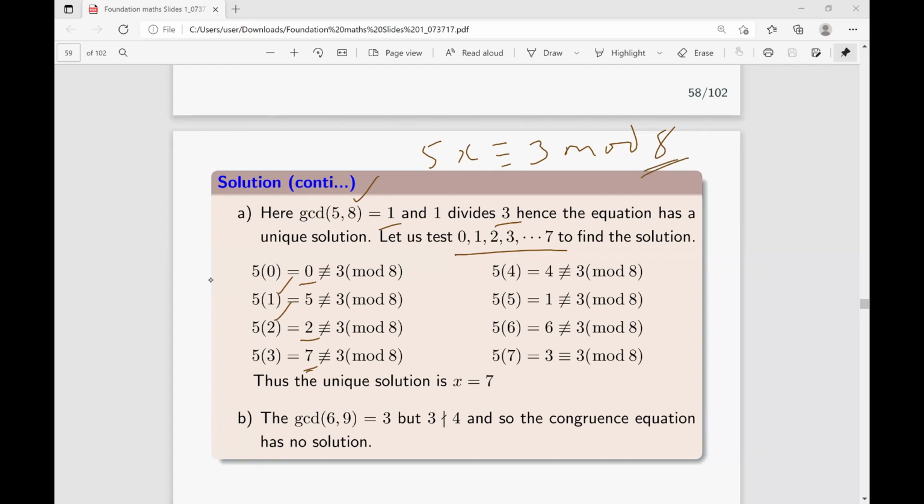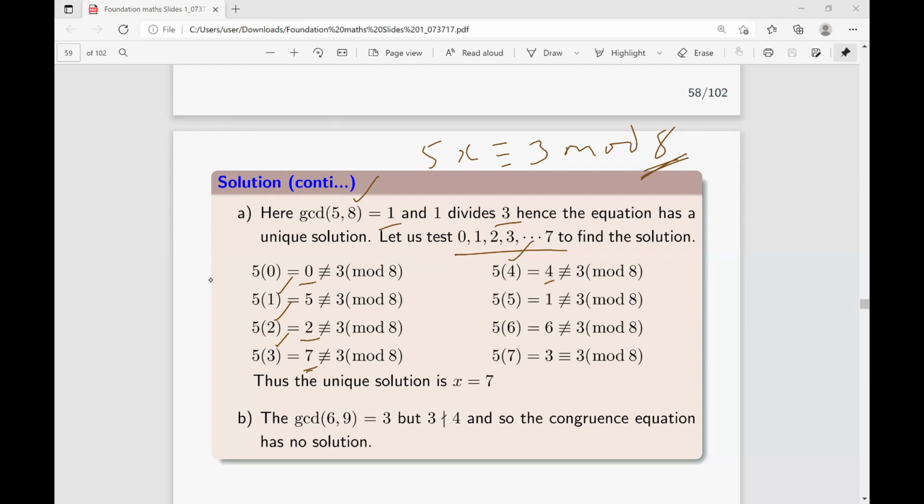7 is not equivalent to 3. Therefore, 3 is not a solution. So we are trying. Let's try 4. 4 times 5 will be 20. 20 mod 8. If 8 were to go into 20, the remainder would be 4. Is that okay? 4 is not equivalent to 3. Therefore, this 4 is not a solution.